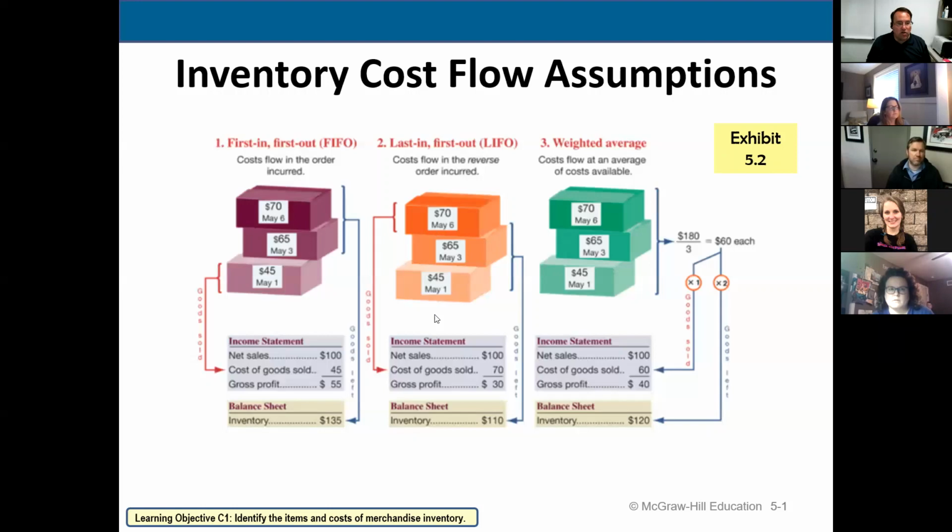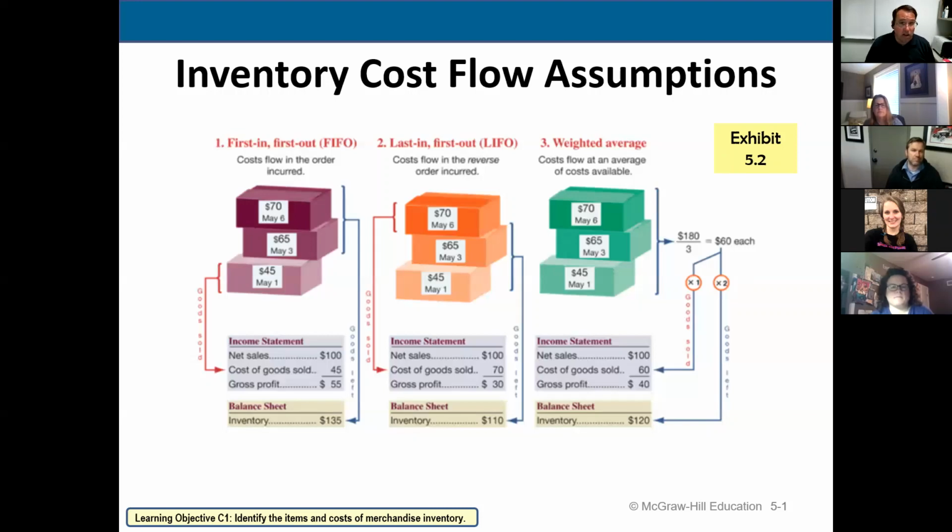With last in, first out, we assume our newest inventory sold and the ones still in inventory are the older ones. And with weighted average, we'd add up the cost of all of them, divide, find an average, and use that for our cost of goods sold and that average cost to calculate our remaining inventory. So you can see in this case, the same business purchased 3 items, sold 1, and they have different cost of goods sold and different ending inventories just based on their inventory cost flow assumption.